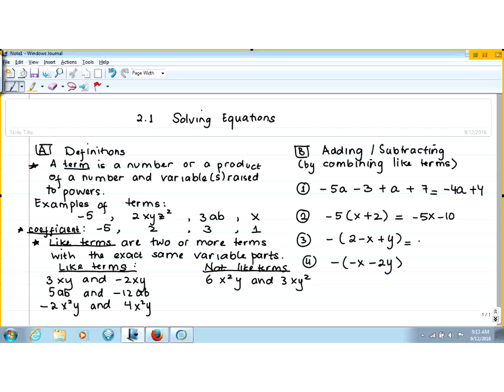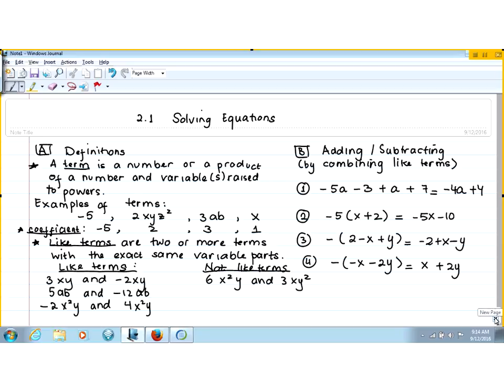Now, what about number 3? Distribute, so you have negative 2, and then plus x minus y. And number 4? x plus 2y. All right. So are these pretty simple? Yeah, okay, good. Now, what about doing a little more, if you're ready? I think you're ready, right?